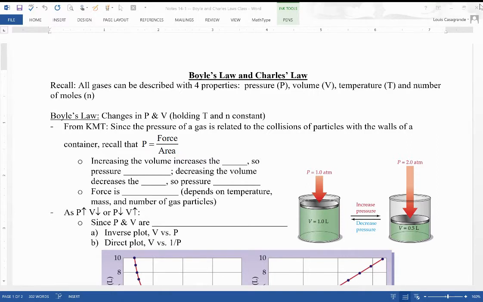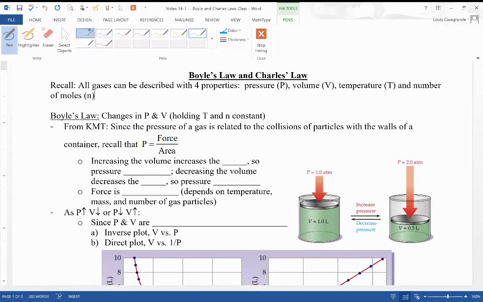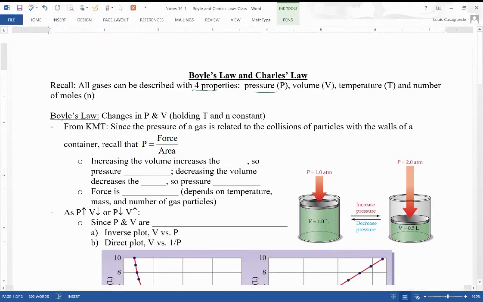As we said back in the beginning of this unit, all gases can be described by four properties: pressure, volume, temperature, and the number of moles, which we're going to call P, V, T, and N. And what we're going to do in the next couple of lessons is explore how changes in one will affect changes in one of the other variables while keeping the other two constant. That way we can pull out of kinetic molecular theory. And we're going to tie this into kinetic molecular theory later on, how all of these are interrelated.